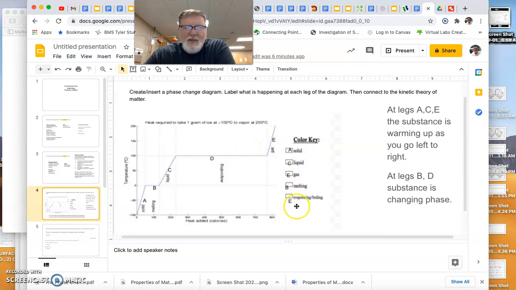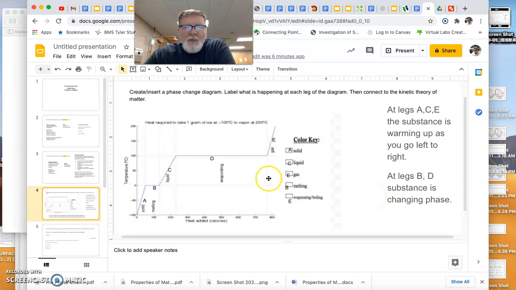And so I've labeled, and over here at legs A, C, and E, the substance is warming up as you go from the left to the right. If you go from right to left, it's cooling down. At legs B and D, the substance is changing phase.